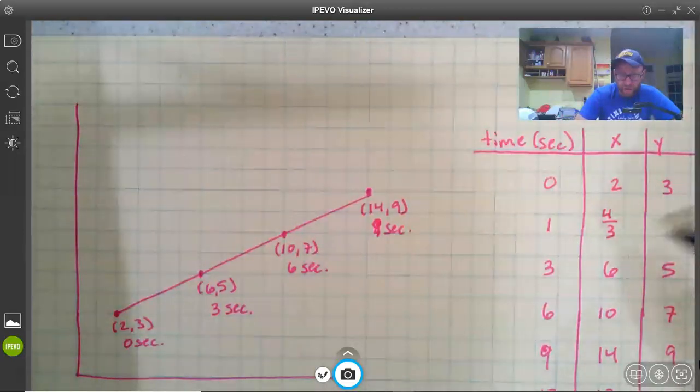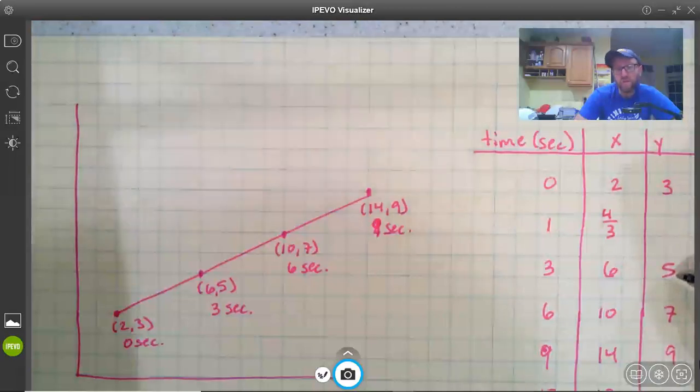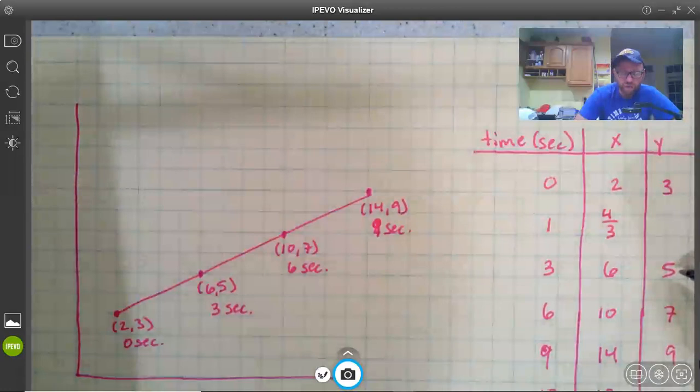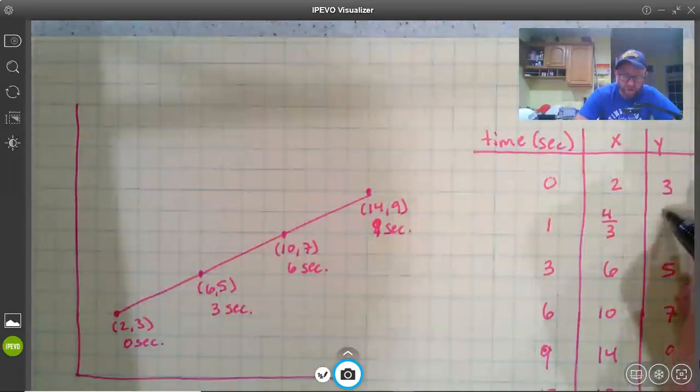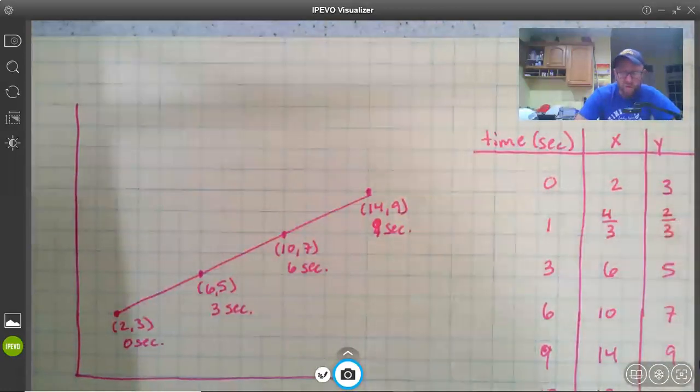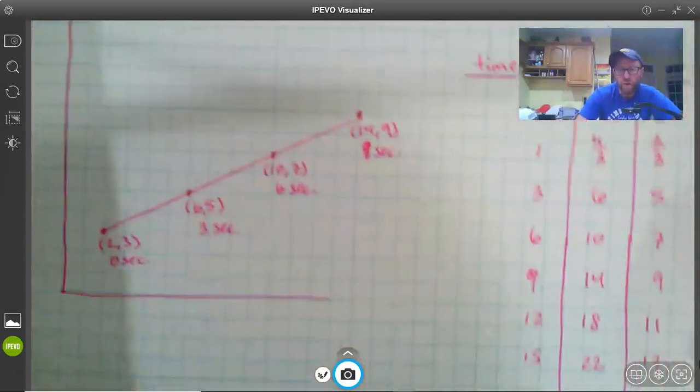Let's see, and in the y direction, the bug travels from 3 to 5 in 3 seconds. So that's an increase of 2. So 2 units every 3 seconds is 2/3 of a unit per second. So now we can go ahead and write our formula.